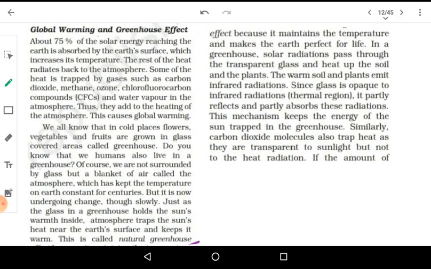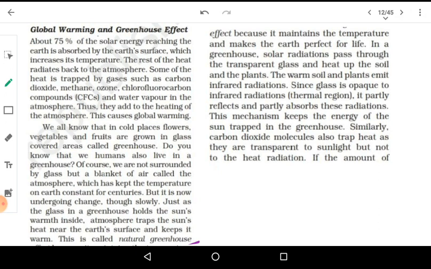Let us see what is global warming and the greenhouse effect. About 75% of the solar energy which is reaching the earth is absorbed by the earth's surface. And this is very important because this trapped sunlight produces heat, and that heat is required for heating up the earth's surface to increase its temperature. The rest of the heat radiates back into the atmosphere.